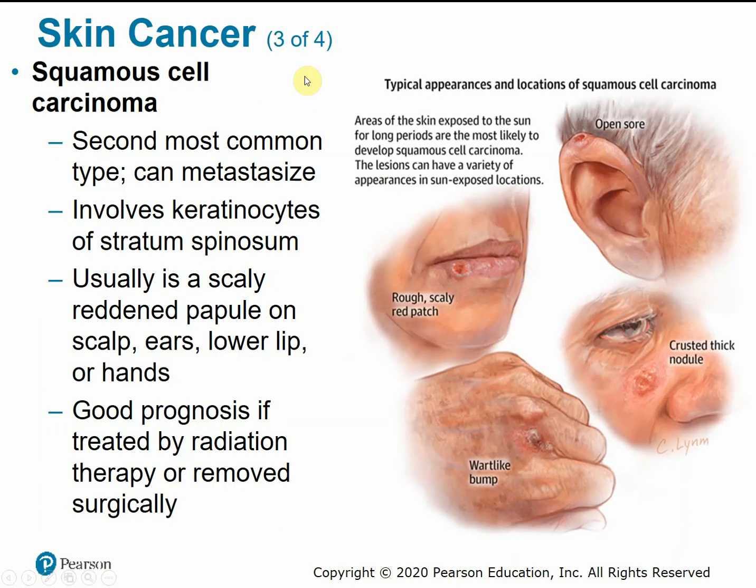Squamous cell carcinoma is the second most common type, and it can metastasize and spread if it's not caught early enough. So this is going to involve some of those flattened squamous cells, keratinocytes, in the stratum spinosum. Squamous cell carcinoma usually presents as kind of scaly red patches on the scalp, the ears, or the hands and face. And again, as long as it's caught early, there's generally a good prognosis. It can be removed surgically or with radiation therapy.